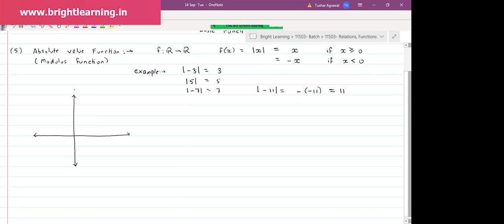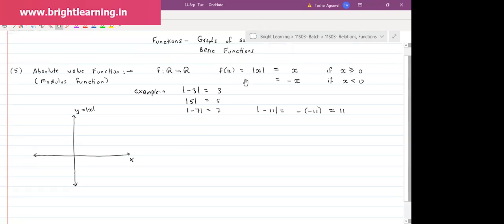Now this is my y-axis, y is equal to mod x, and here is my x-axis. If we just concentrate here, take note, whenever a function changes definition according to the range of x, according to your value of x, meaning here on the x-axis, to the left of the y-axis and to the right of the y-axis, the function has different definitions. So first, we will draw the graph for the right part.